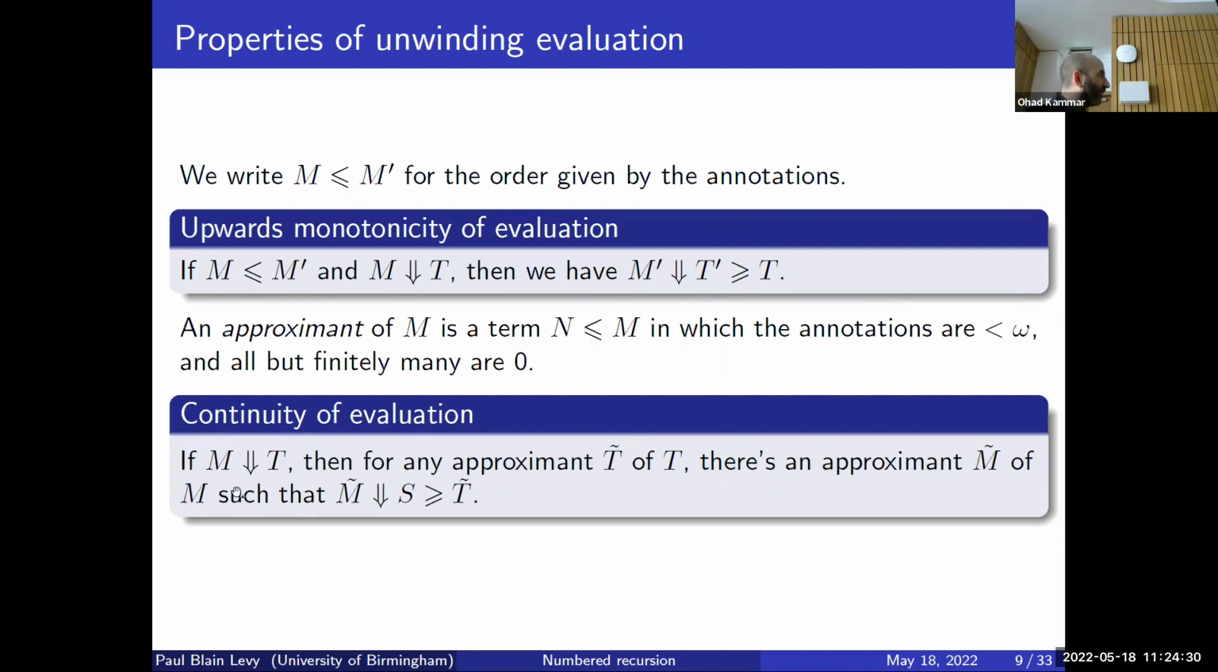So now we can state continuity of evaluation, which says that if you have any evaluation and you have an approximant of t, then there's an approximant of m that evaluates to something which is at least this other approximant. So that's continuity. So what's the big deal with numbered recursion? It's just such a simple syntactic thing. It enables you to state these kinds of statements, and you can easily deduce this other statement, the one that we saw before, from this one. So you don't need that complicated proof anymore. You can just do it this way.